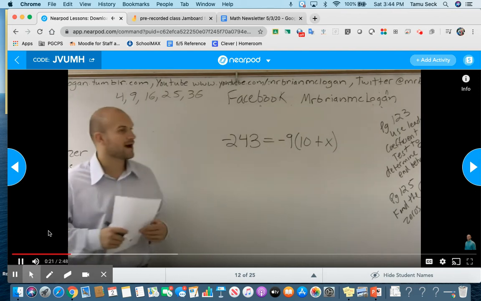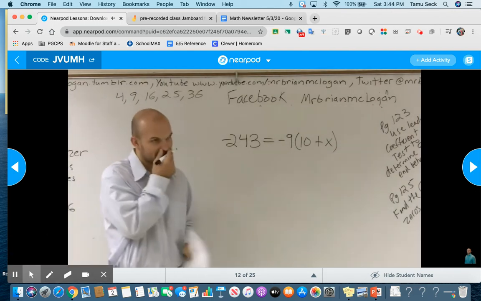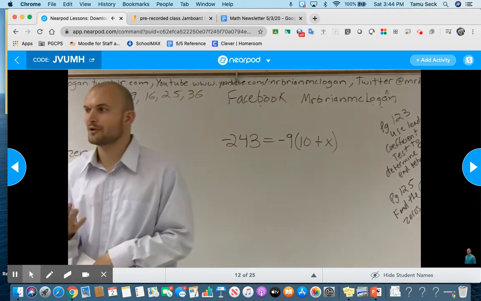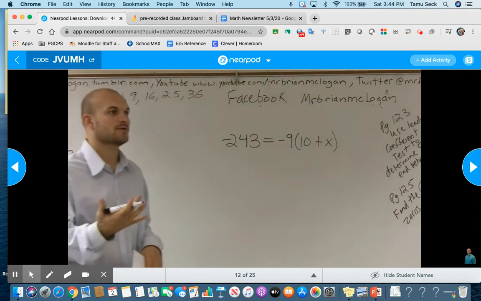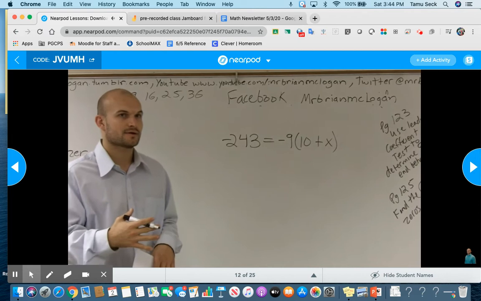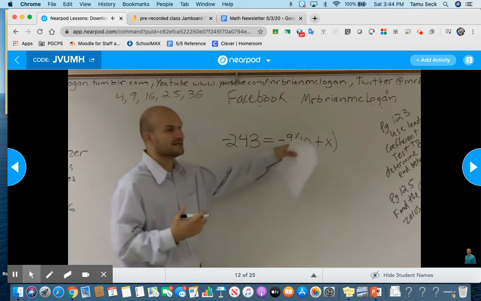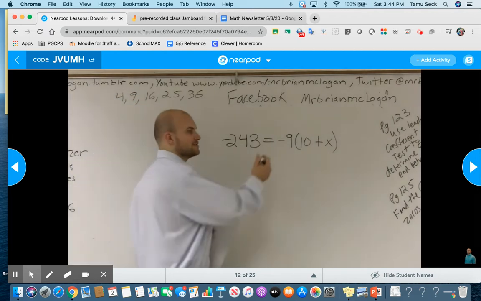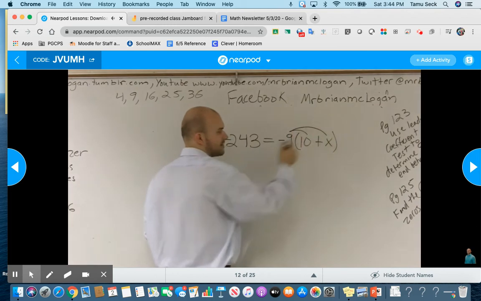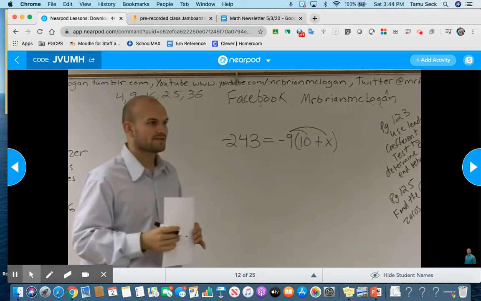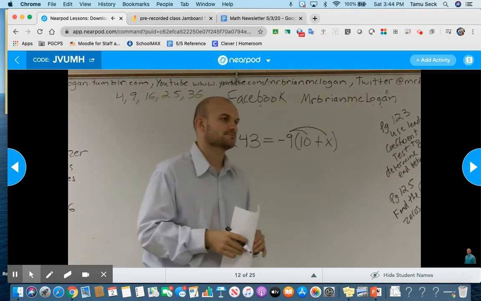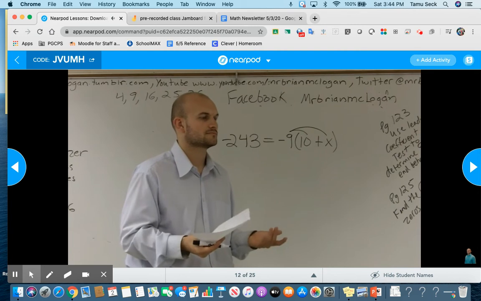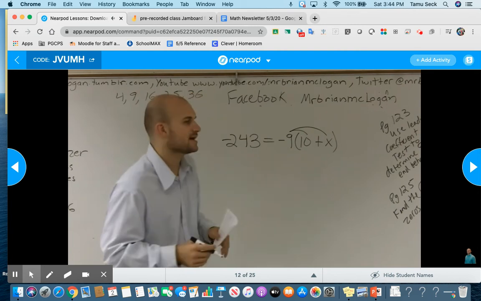Alright, for this problem, what we're going to do is we need to solve for our variable. But before we solve for our variable, remember we need to simplify, right? And the way we need to simplify is we need to get rid of these parentheses. So what we do is we use our distributive property. We multiply whatever's outside our parentheses to everything that's inside of the parentheses.